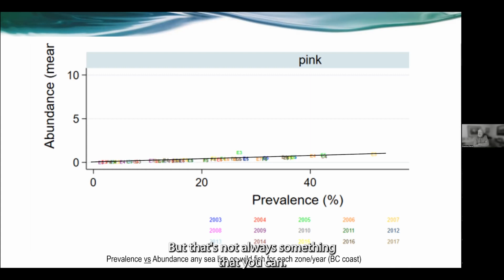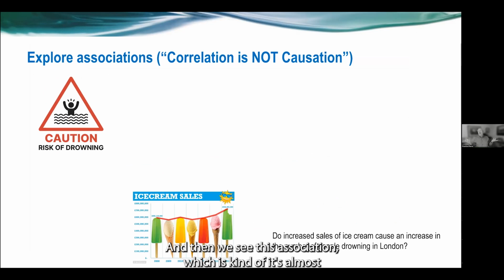But that's not always something that worked, because we're talking about a measure that we take and we just sort of relate it in two different ways. And then we see this association, which is almost a mathematical result of the two ways of doing the measurement. But you've almost certainly heard the phrase, correlation is not causation.